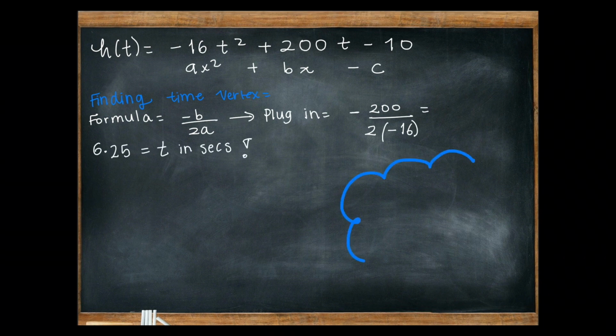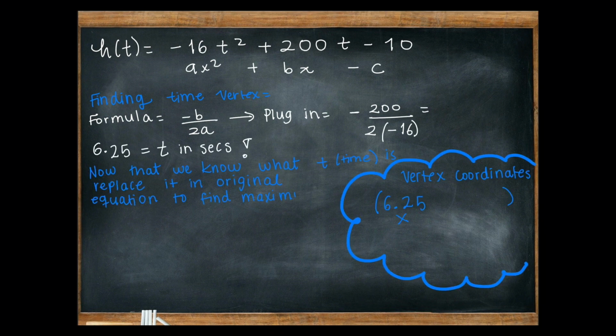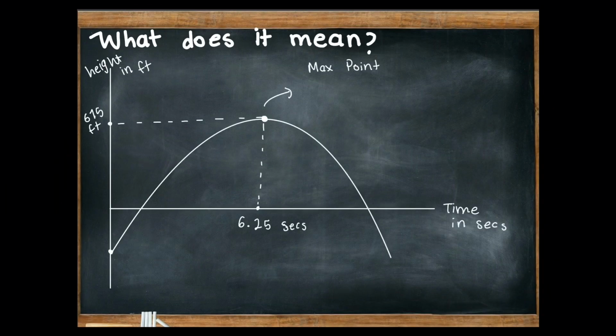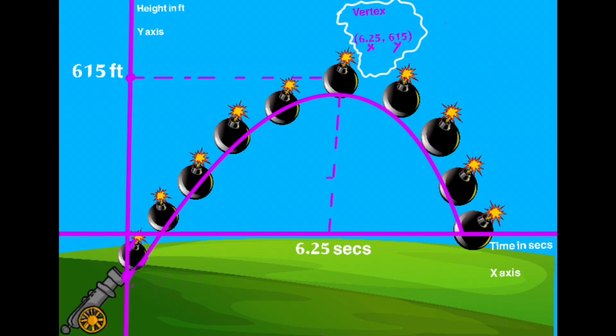Here, you'll just simply replace the values from the equation we just created like I'm showing you here. Now that we know what the time is, simply replace that value in the original equation in order to find the maximum height. And there we go, we just found the vertex.